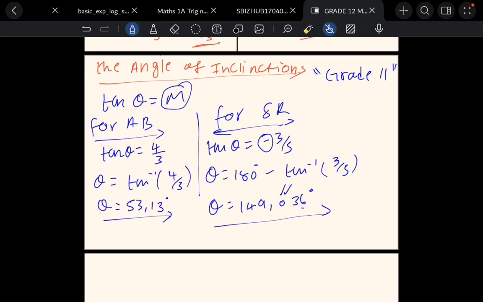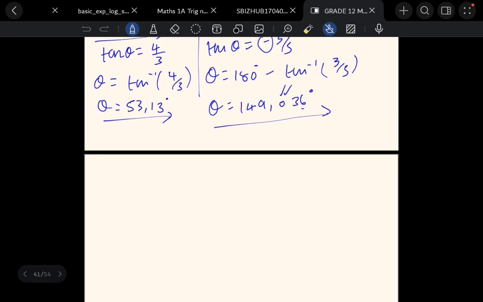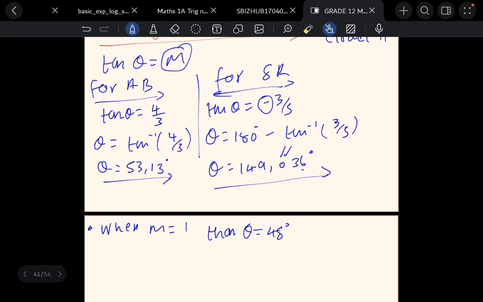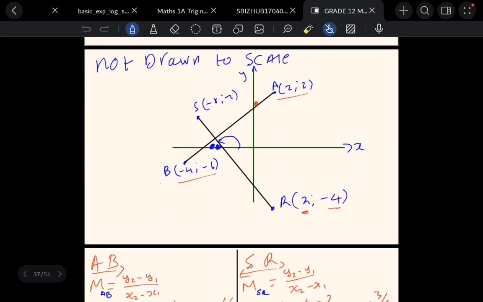Sometimes, let me just say this. When m is 1, then theta is 45 degrees. That is a special case: when the gradient is 1, the angle of inclination about the axis is 45 degrees.